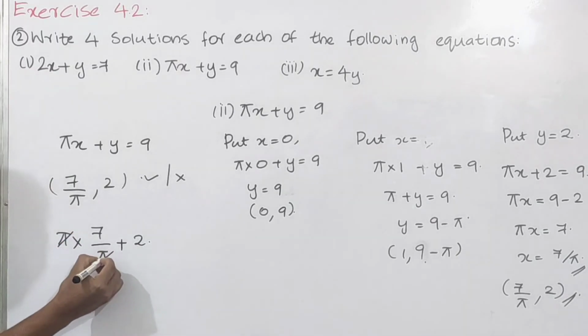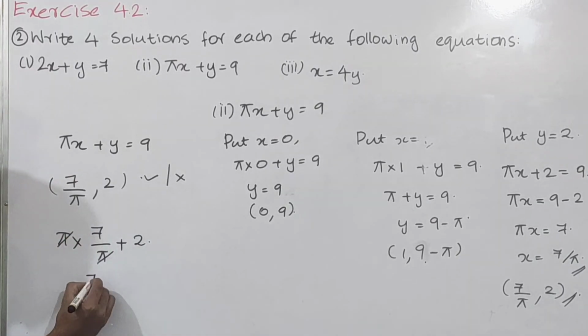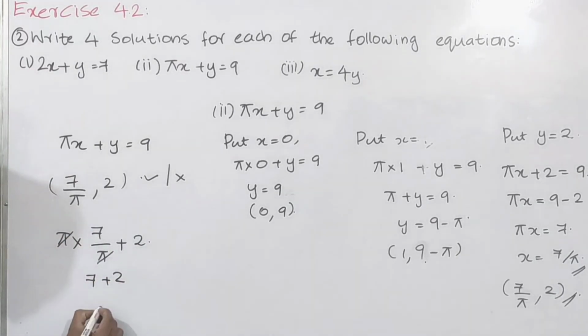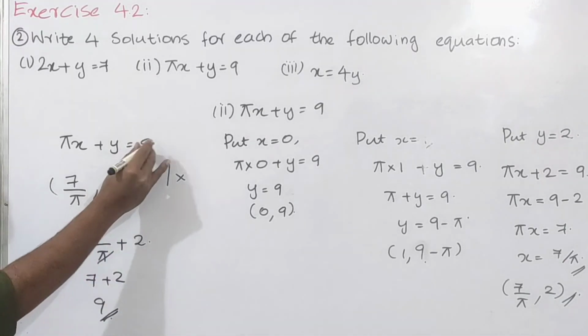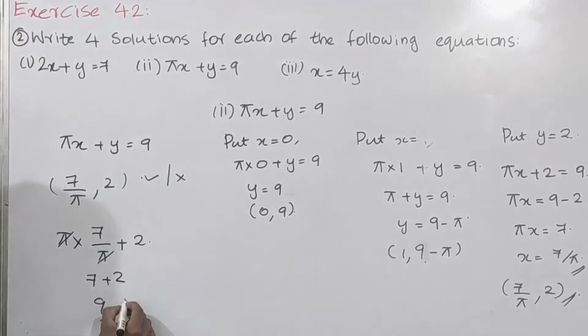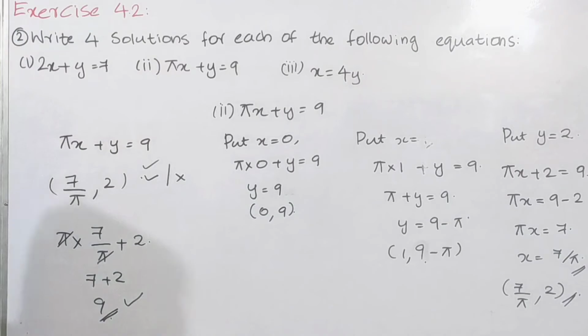Now this pi and this pi can be cancelled. So remaining is 7 plus 2. What is 7 plus 2? It is 9. In the RHS we have 9 also. So this one is a solution of the equation.